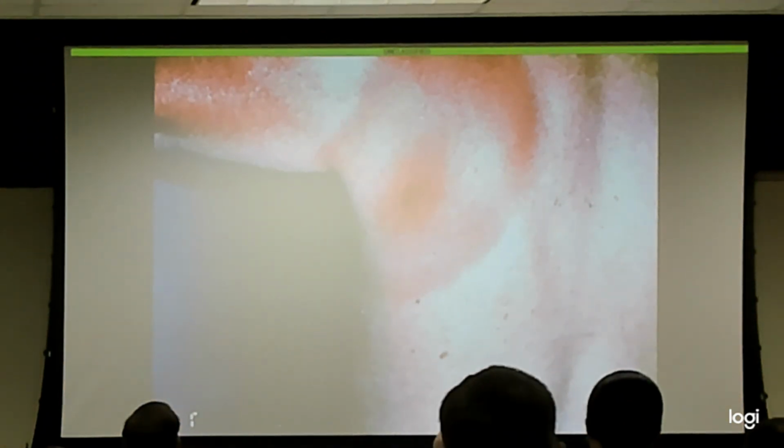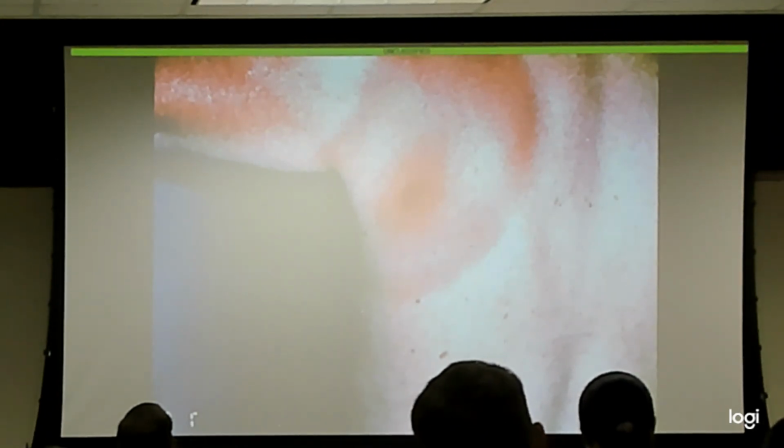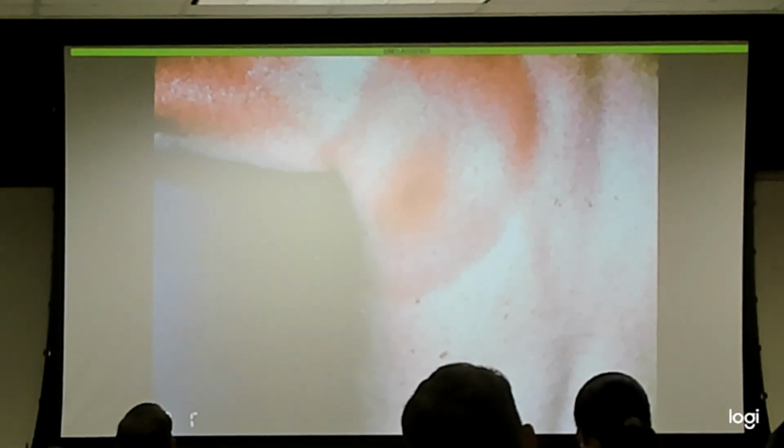Okay, this one looks like a bullseye, right? Real easy. You see a bullseye, probably Lyme's, right? Does that look like a bullseye? All right, that's central clearing, right? So that's also Lyme's.